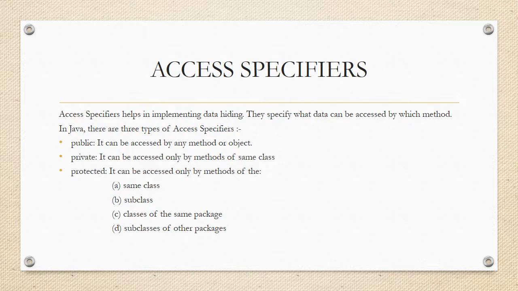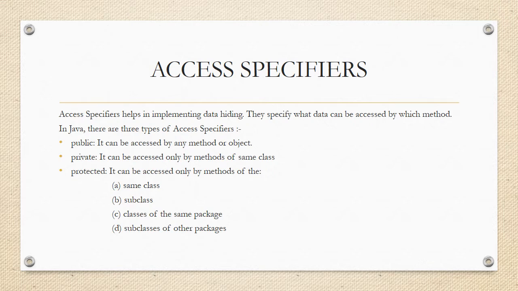Public means that the methods or data members declared inside that class can be accessed by any other class. Next one is private. If your class member is declared private, then it is not permitted at any cost, it cannot be accessed by any other class. Only the methods of that same class can access it. Okay. Next one is protected.